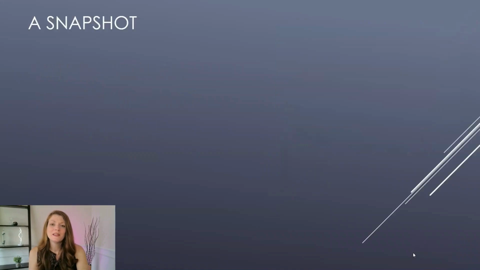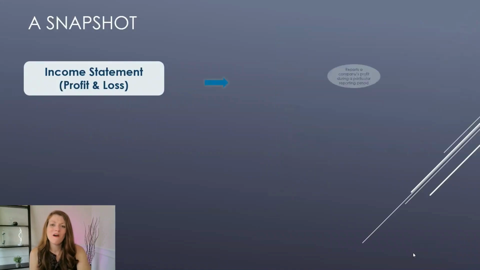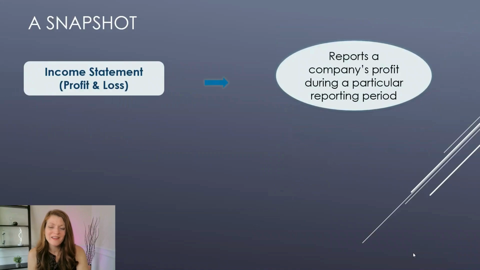So let's just look at a little recap of what each of those are from what you've learned in financial accounting. So the income statement, also known as profit and loss or the P&L, is going to look at a period of time and show the company's profit during that particular time. So it's going to show their net income based on revenue minus expenses.